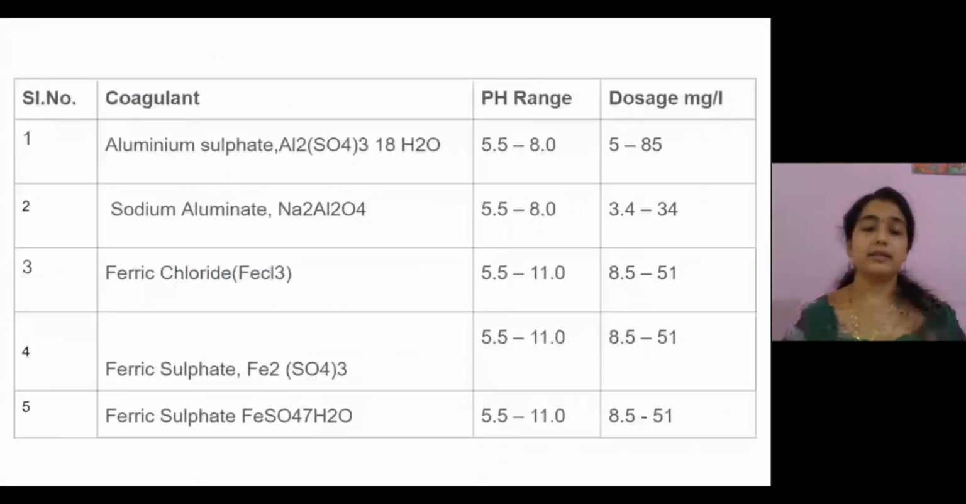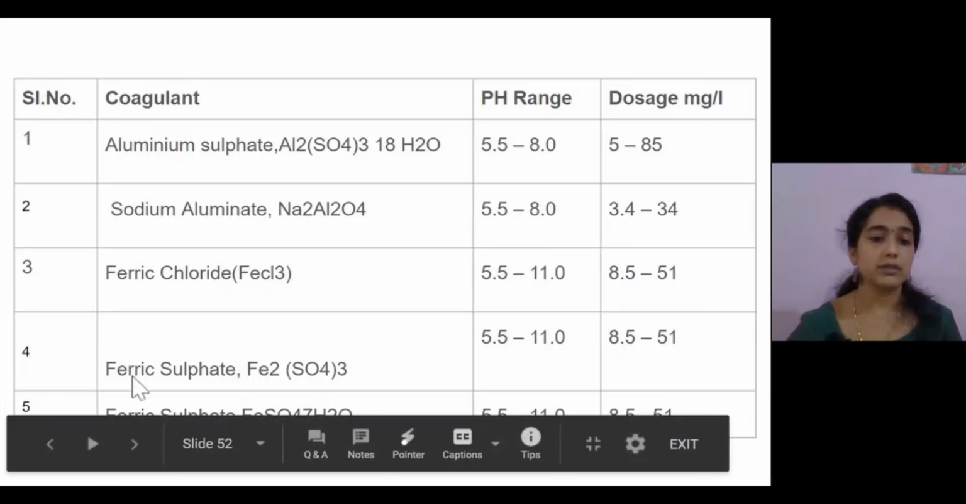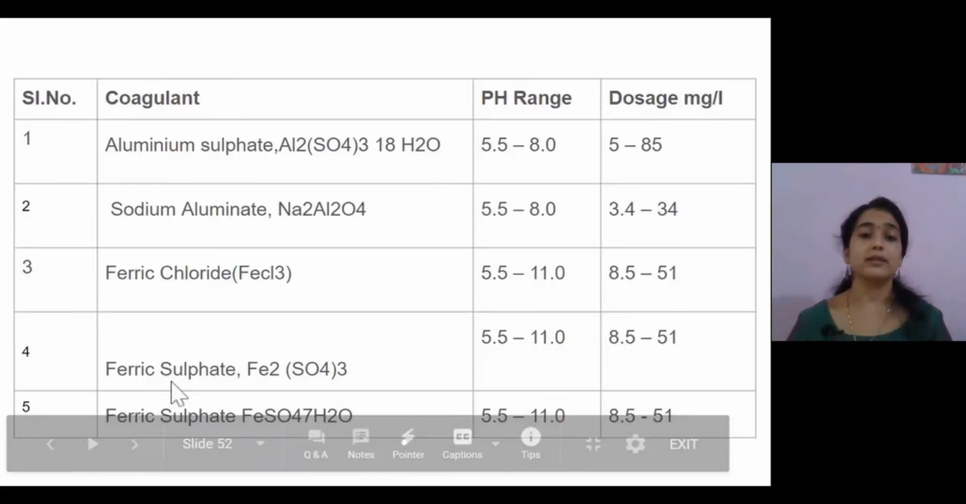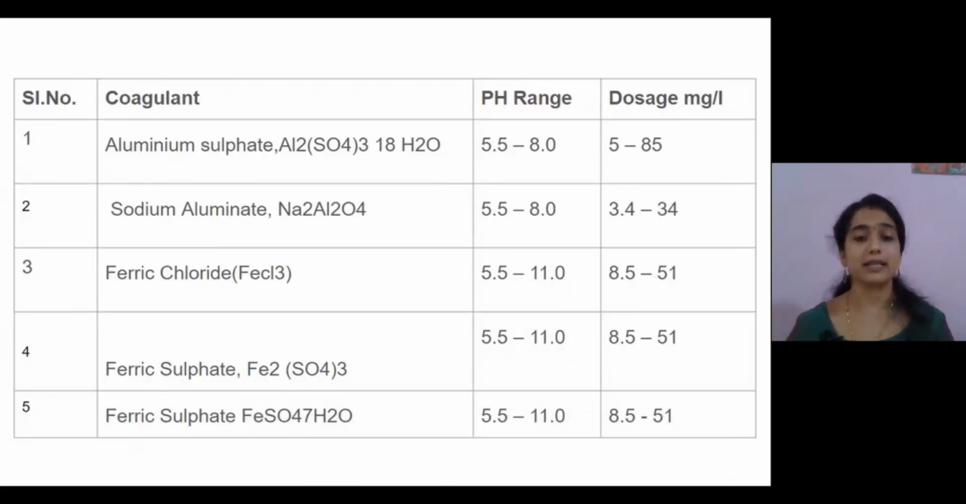These are the commonly used coagulants: aluminum sulfate, sodium aluminate, ferric chloride, ferric sulfate, and ferrous sulfate. Sorry, these two are given as ferric chloride and ferric sulfate. The first one is ferrous sulfate, then the second is ferric sulfate.